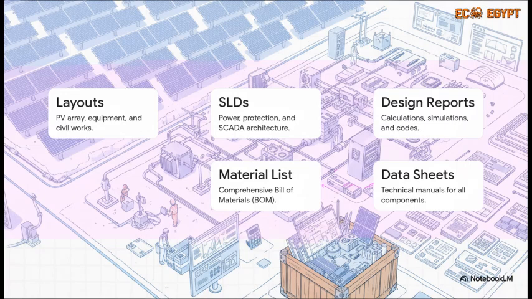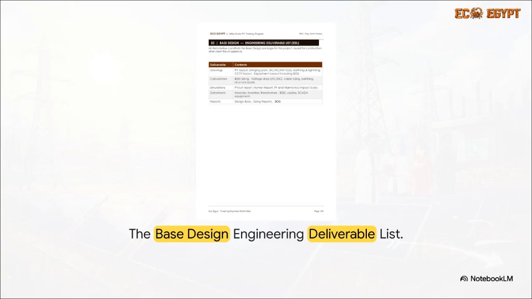Third, your design reports, including your design basis, codes, and calculation and simulation reports. Fourth, the technical data sheets for every component used. And finally, the material list, or BOM, for the PV plant. So the crucial point is that these 5 pillars constitute the official base design package. This is what proves your work is ready for client approval and, ultimately, construction.